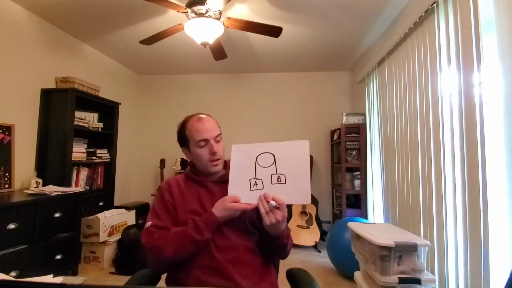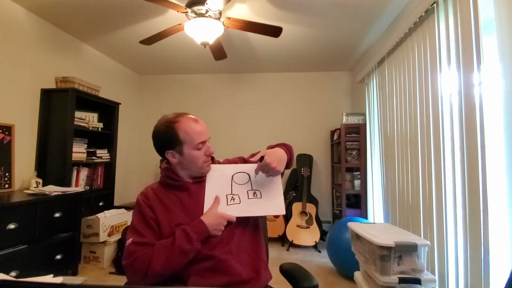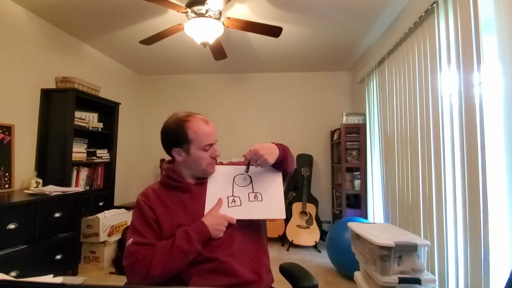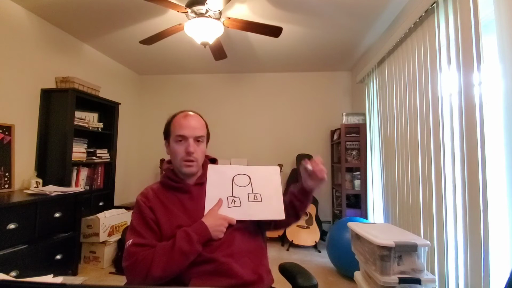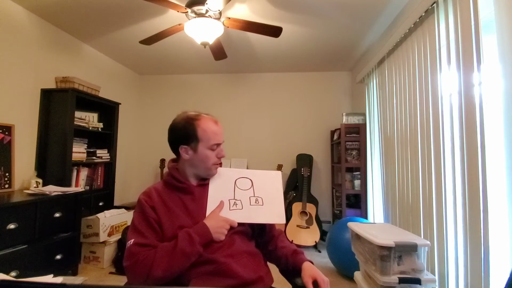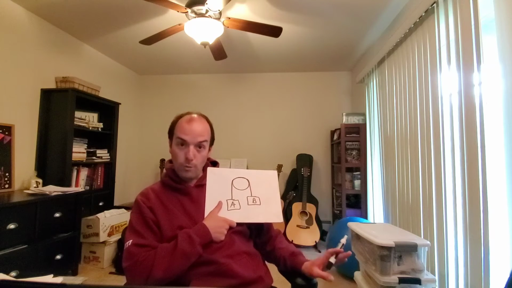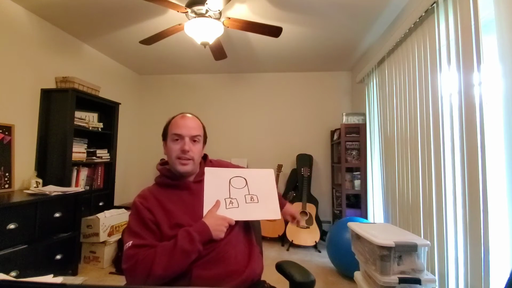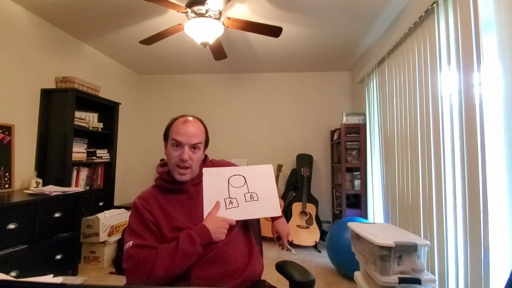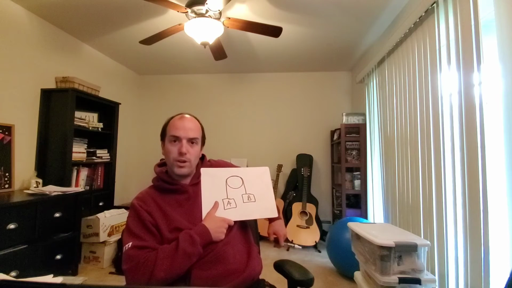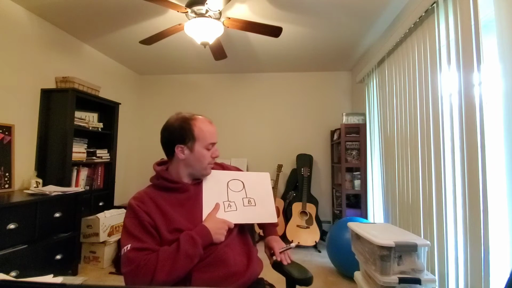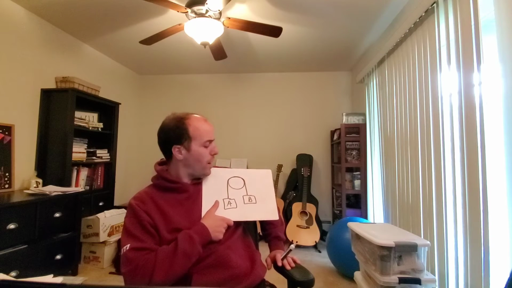You have 2 blocks attached by an ideal string over a massless, frictionless pulley, and they're kind of hanging on like that. Okay? Now, hopefully, the pulley is massless. If it's not, well, then you're going to have to take some rotational motion stuff into account, and it kind of muddies up the problem.